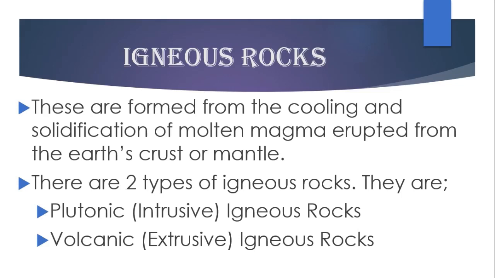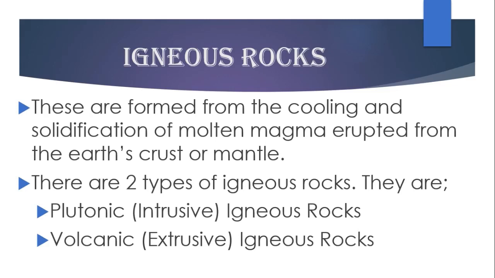Now this brings us to the two types of rocks. So we've said that igneous rocks are formed from the cooling. It first has to cool, and then solidification. It has to form a solid. The solid is the rock of the molten magma, which has erupted, come out from the earth's crust or mantle. Yes, so that brings us to the two types of igneous rocks, which is the plutonic or intrusive igneous rock, and then the volcanic or extrusive igneous rock.